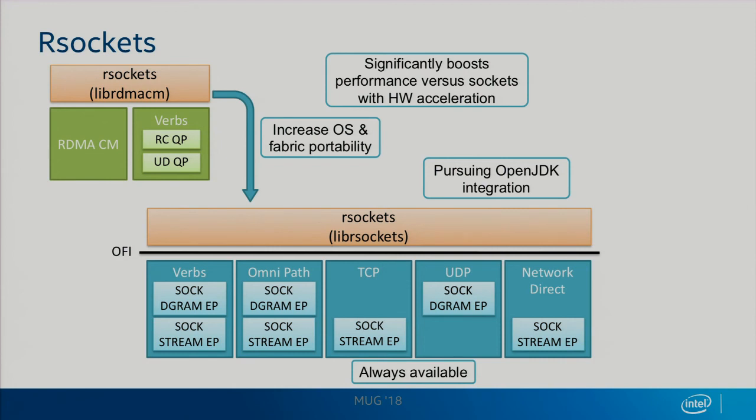And the other thing that we are trying to work on is Rsockets. Right now, Rsockets is part of librdmacm, and it depends on Verbs directly. Now we're trying to move that on top of OFI, which is called libRsockets. That means it can work on a bunch of different fabrics, and fabrics can actually reinvent the Rsocket protocol if they want. And one of the interesting things that is happening is that this is being considered for integration into the OpenJDK, which is basically a Java JVM.